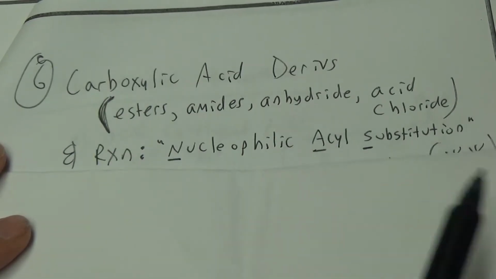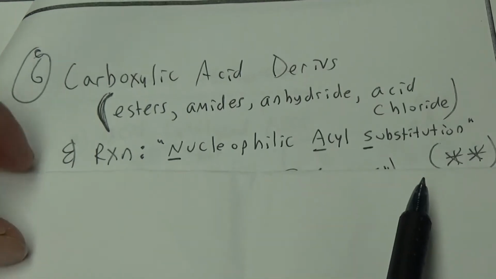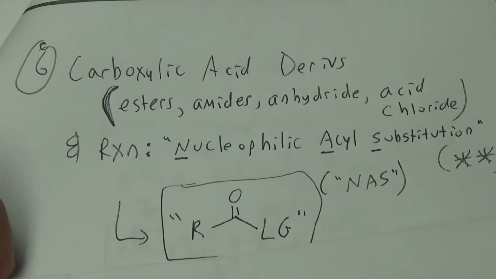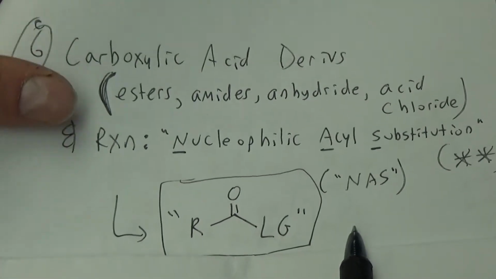This is all from last lecture, so you already have this stuff. We abbreviated it NAS, which is a logical abbreviation. And they're all things with leaving groups on them. It could be a good leaving group or a bad leaving group, and that dictates the reactivity of it.